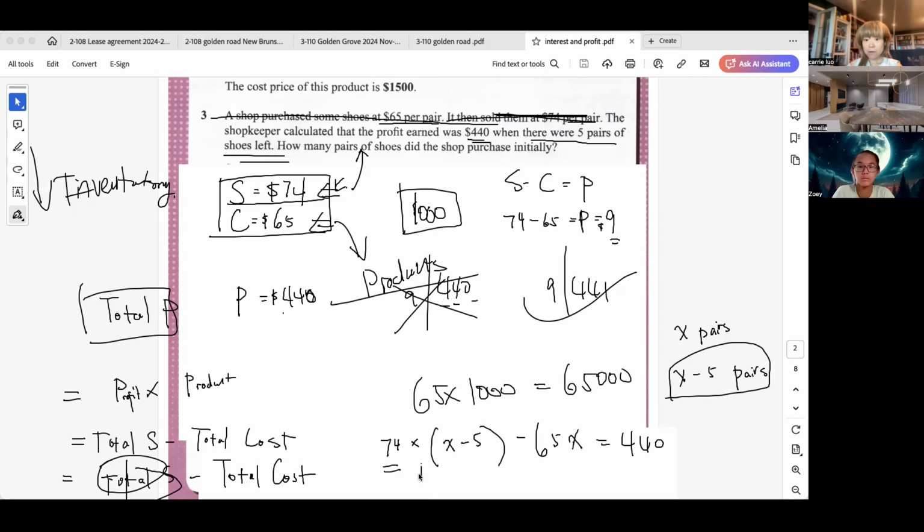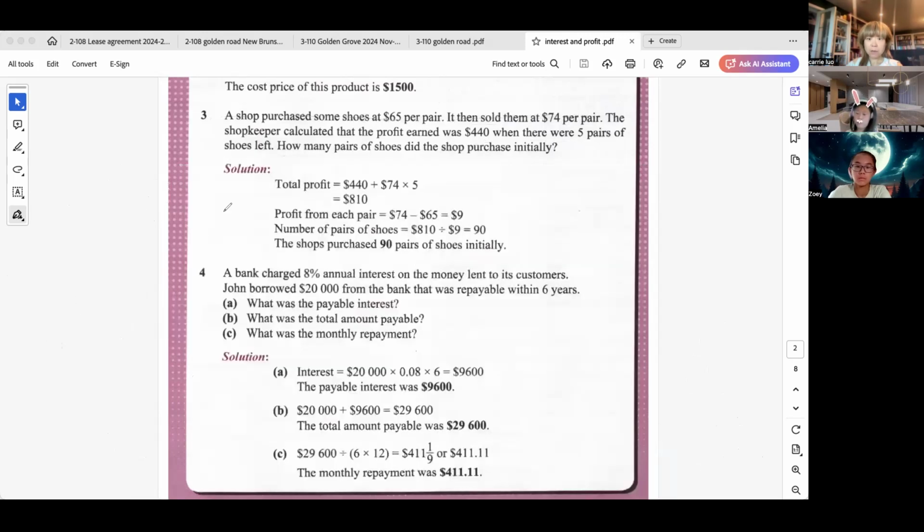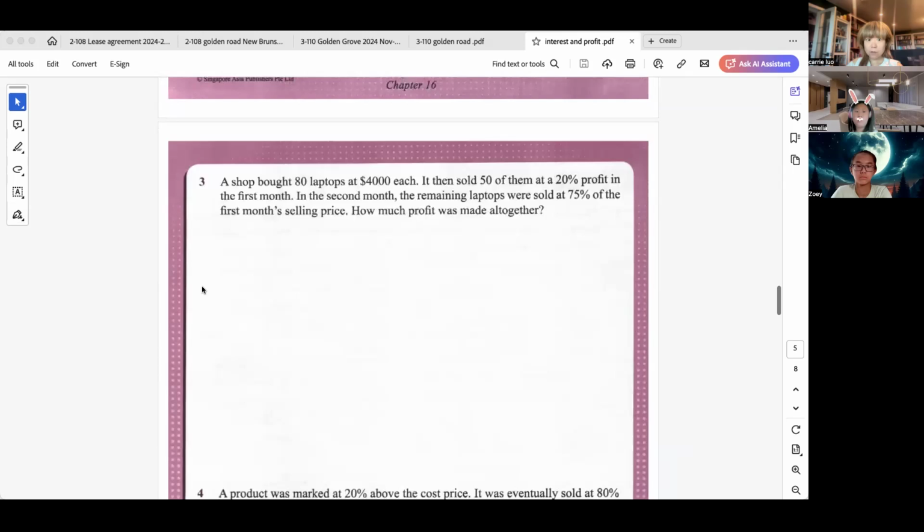Okay, so 74x minus 370 minus 65x equals 440, right? So 810 equals 9x, so x equals what? 90 pairs. Okay, so originally we purchased 90 pairs of shoes. 那看看对不对？对了，对吗？Okay, so let's take a look at this one.